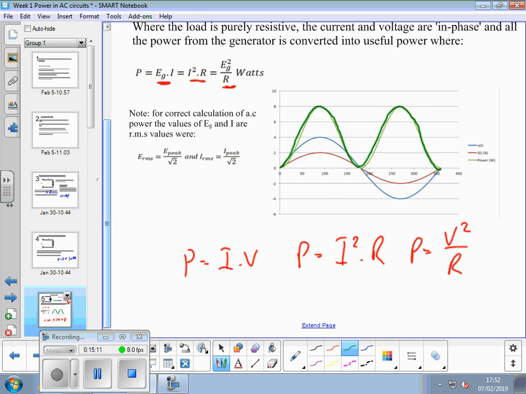And it's equal to peak voltage over √2. So if you looked at the peak voltage coming out of that socket there, like 330, 230 volts RMS is that 330 over √2. And the same with I, peak voltage over √2, peak current over √2.